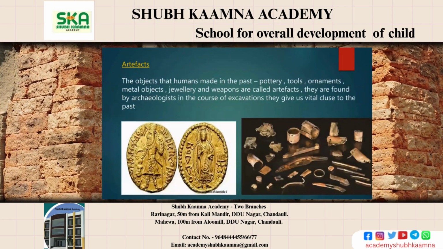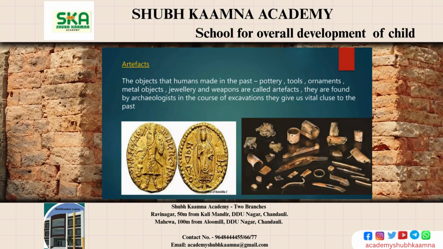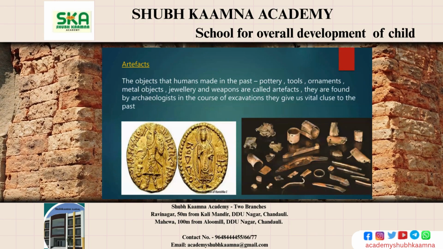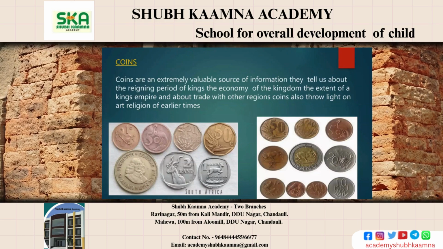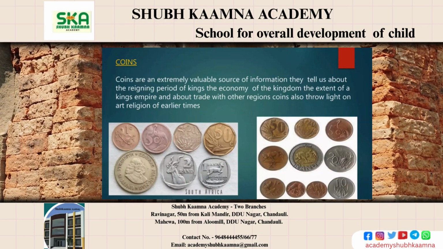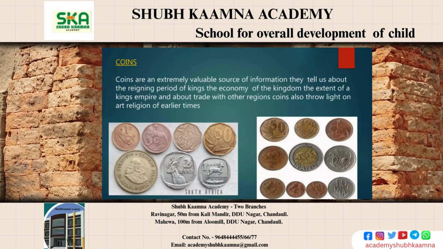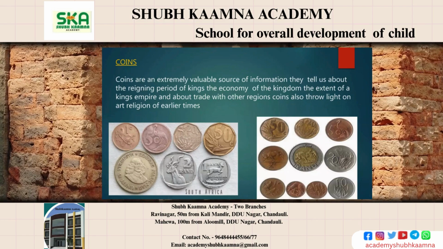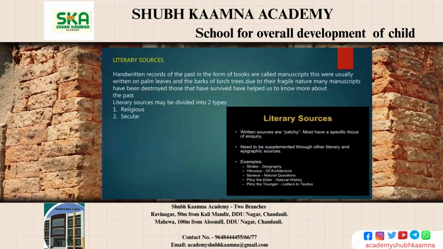Next are the artifacts. These are the objects that humans made in the past, like pottery, tools, ornaments, and metal objects, and the jewelry and the weapons, which are called the artifacts. Next are the coins. Coins are an extremely valuable source of information. They tell us about the reigning period of the king, the economy of the kingdom, and the extent of a king's empire, and about the trade with the other regions. Coins also throw light on the art and religion of earlier times.